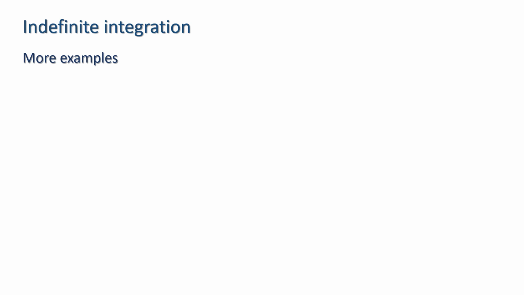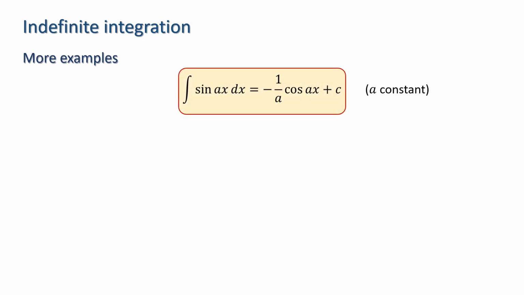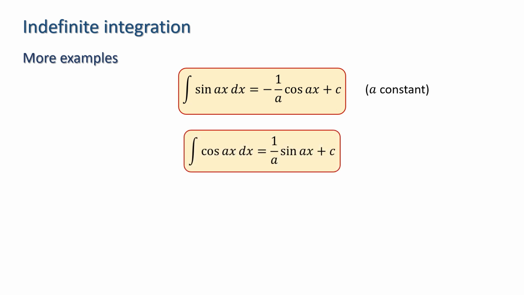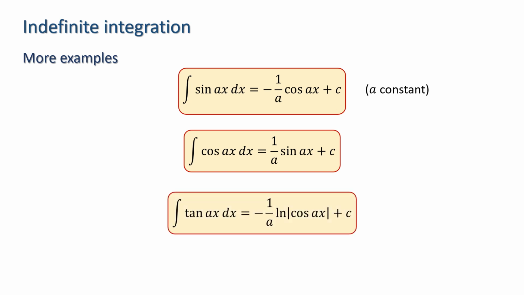Finally, we look at the first three trigonometric functions. Integrating sine ax, we have minus 1 over a times cos ax plus a constant, which is again just using the chain rule backwards. Similarly, the integral of cos ax is 1 over a times sine ax plus a constant. And finally, the integral of tan ax is minus 1 over a times ln of mod cos ax plus a constant. For this one, you might want to try differentiating ln cos ax to satisfy yourself that this is true.